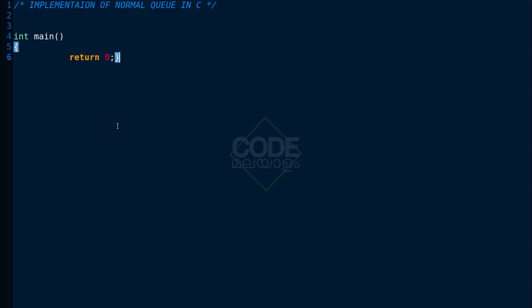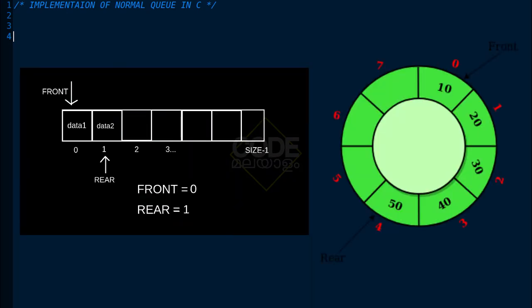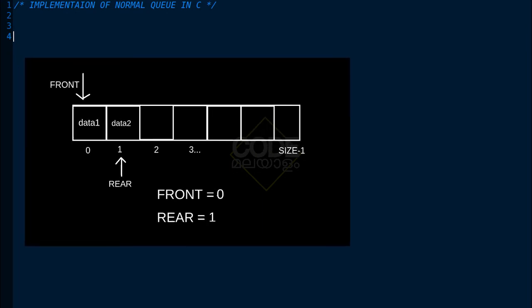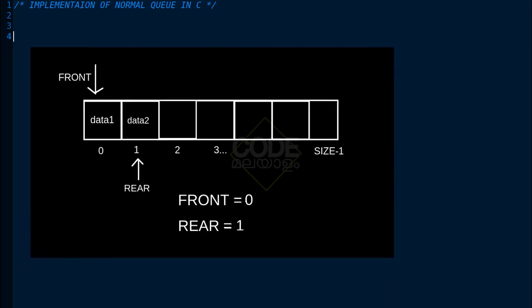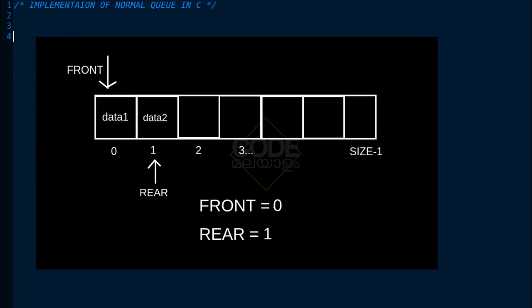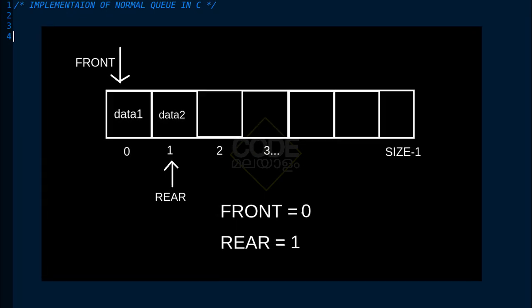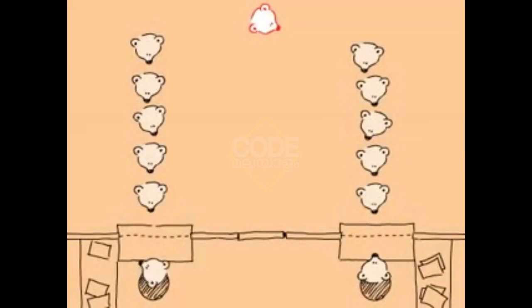Hey guys, welcome back. Today I'm going to show you real quick how to implement a normal queue in C with the help of a structure. There are primarily normal queues and circular queues. In this program, we are going to code a normal queue and you'll soon enough know the main difference between the two of them. A normal queue has a certain disadvantage which gets rectified in a circular queue. Alright, so without wasting much time, let's get started.